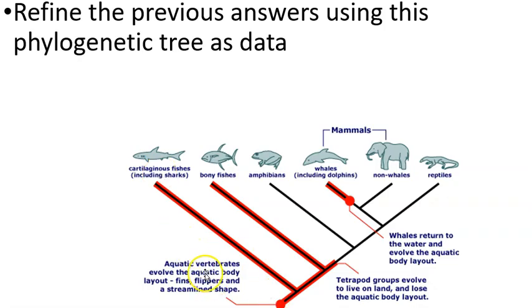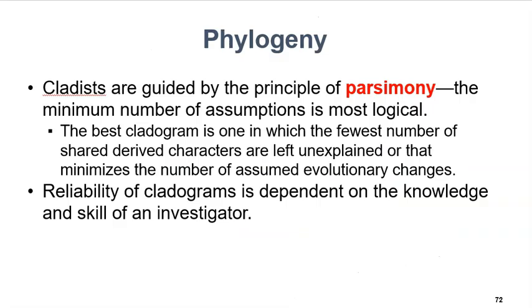Aquatic vertebrates evolved; this is the vertebrate. And then mammals are right here. Mammals return to the water and evolve the aquatic body layout. So that's convergent evolution, because they don't share a recent common ancestor.